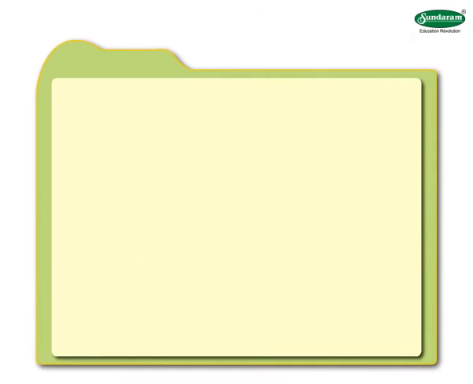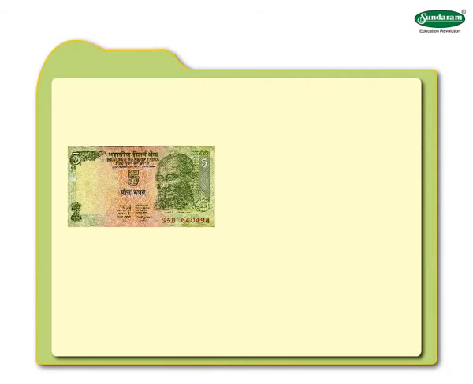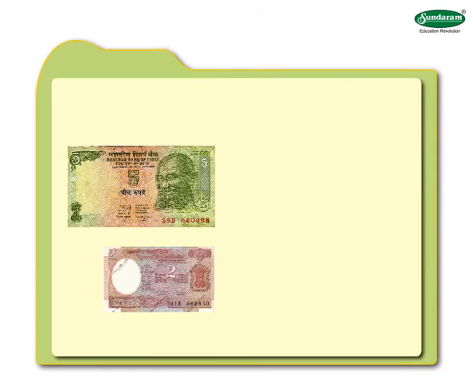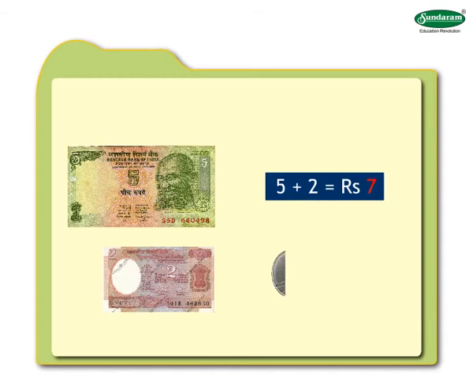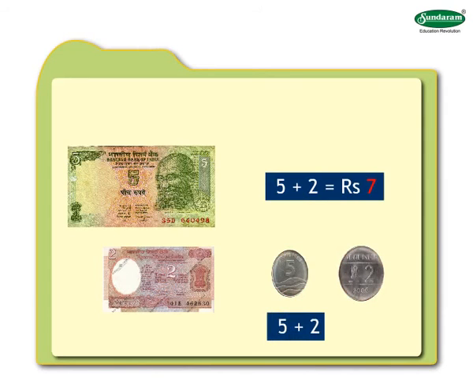Let's take another example. If we have a 5 rupee note and a 2 rupee note, the total amount is equal to 5 plus 2 is equal to 7 rupees. Now, if we want coins of equal value, we can take same value coins. That is, 1 5 rupee coin plus 1 2 rupee coin. Then 5 plus 2 is equal to 7 rupees.